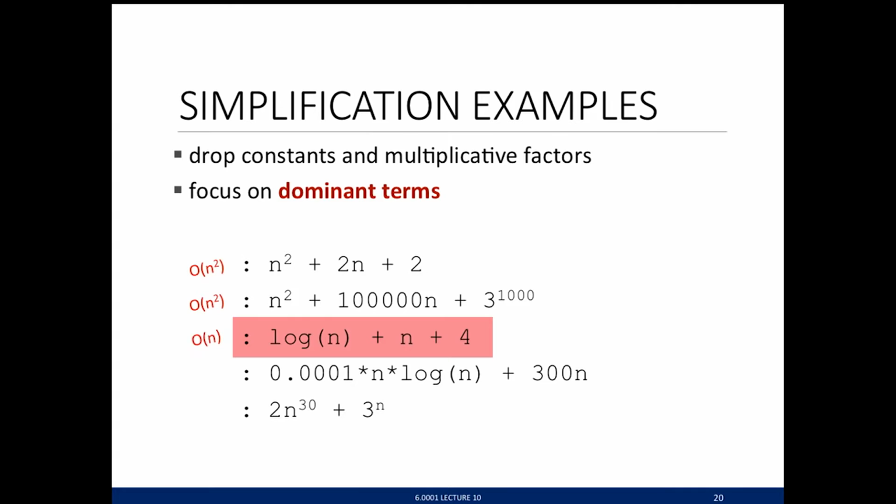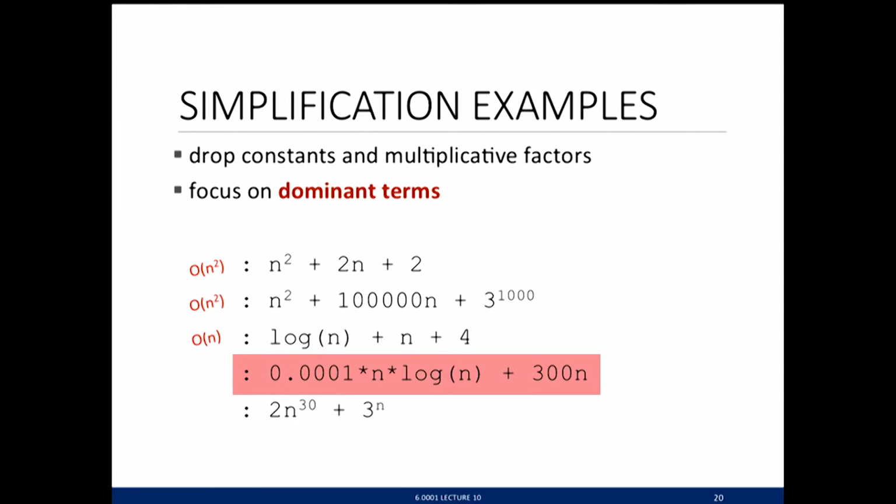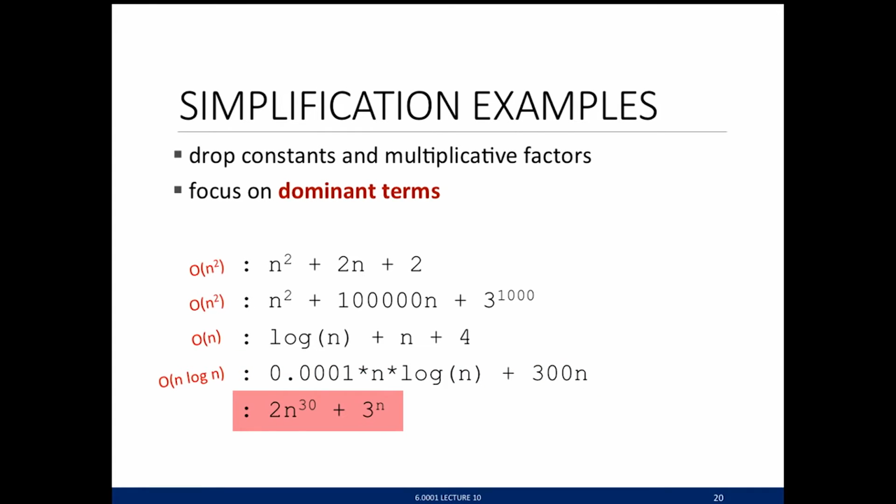This term is order n, because n grows faster than log of n. This funky looking term, even though that looks like the big number there, and it is a big number, that expression we say is order n log n. Because again, if I plot out how this changes as I make n really large, this term eventually takes over as the dominant term. What about that one? What's the big term there?